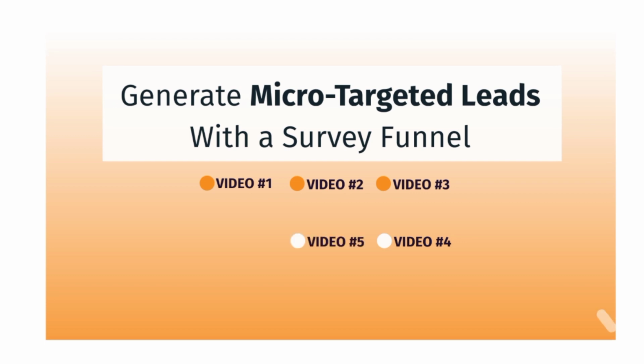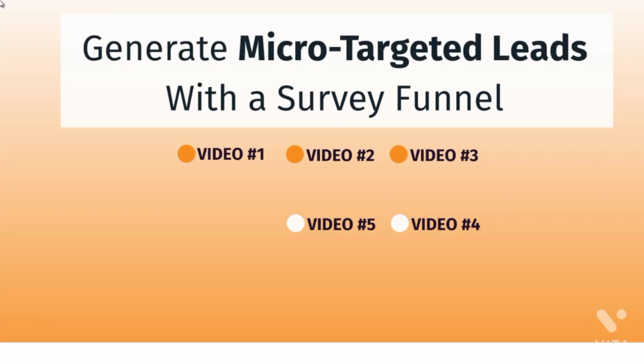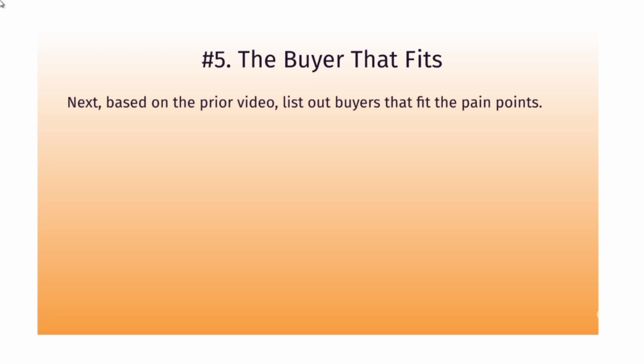So let's move on to video number 5, and we're going to dig deeper. We're going to elaborate further and figure out which buyer fits what and how you can go about doing that. Okay, so welcome back. This is video number 5, and we're going to talk about the buyer that fits these concerns and these pain points. So based on the prior video, we should have an idea about the pain points and the loss of time. Now what we need to do is figure out, what do they look like? What age are they? And what demographics are they?